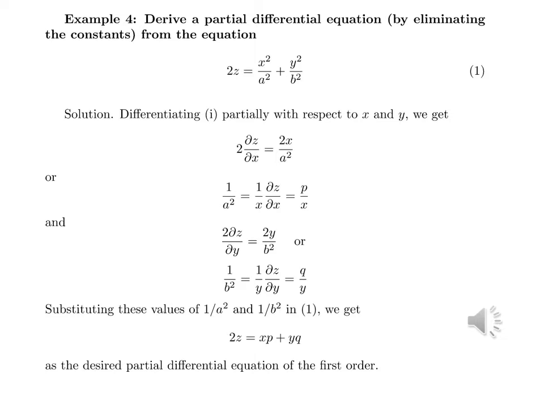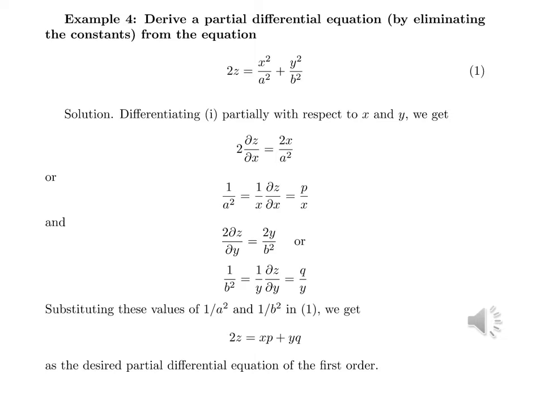So here also we differentiate partially with respect to x and y. First of all, let us partially differentiate this equation with respect to x. So we get 2 into dou z by dou x is equal to 2x by a square. From that we can find 1 by a square equal to 1 by x into dou z by dou x, that is 1 by x into p, that is p by x.